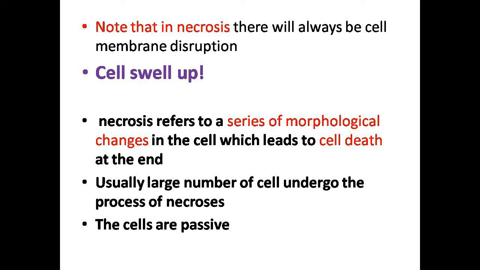The word necrosis also refers to a series of morphological changes in the cell which leads to the cell death at the end. The explanation is quite simple: necrosis refers to a series or set of morphological changes which take place in the cell, which finally lead to the death of that cell.